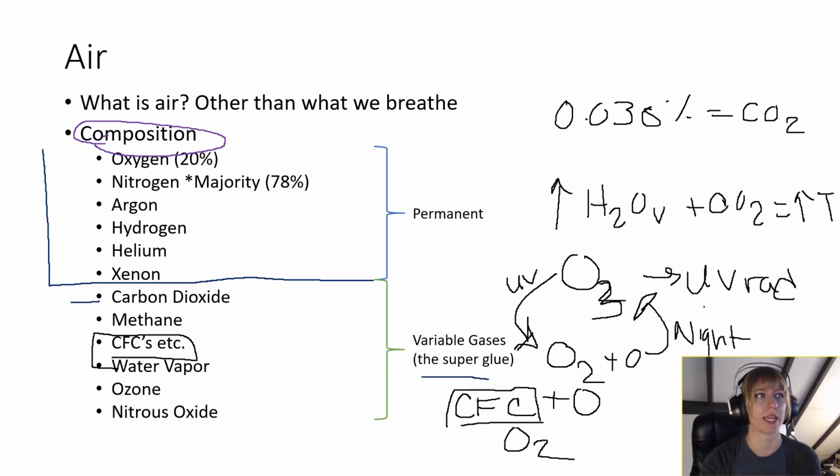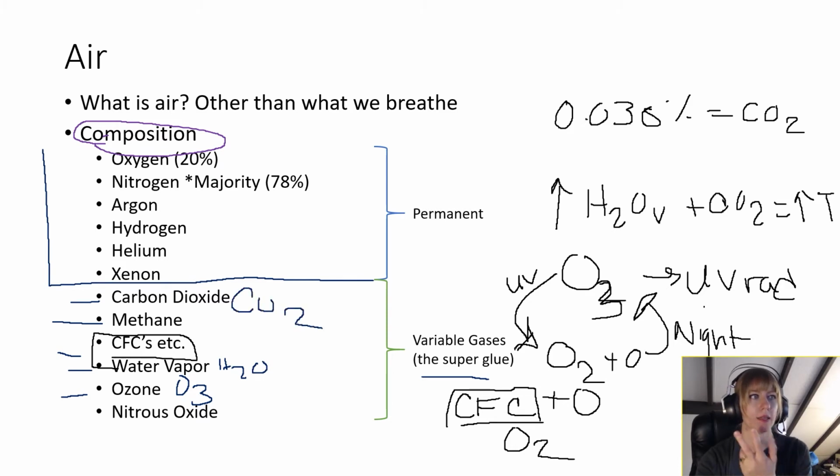So we have carbon dioxide, which is normal, methane, which if you don't know what methane is, we fart it. CFCs, water vapor, ozone. I don't remember what methane is. And then we have nitrous oxide. So I'm just going to write farts, because I'm sure you will all remember if it says farts.